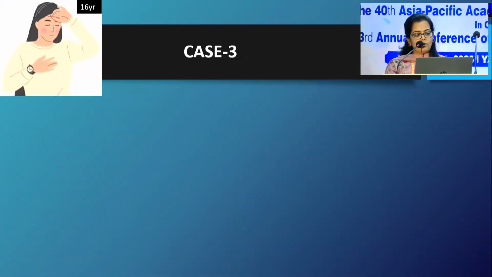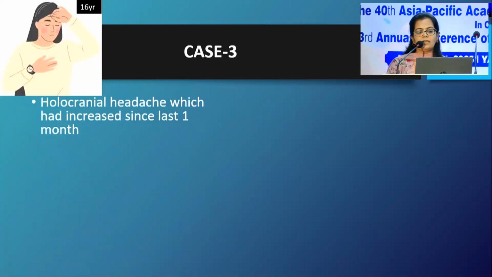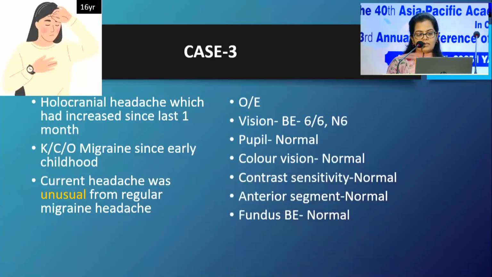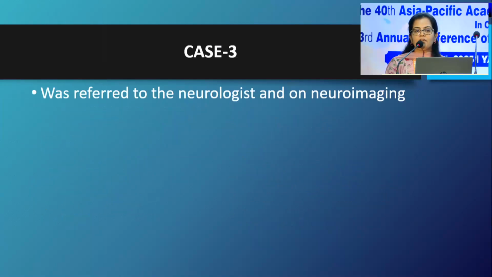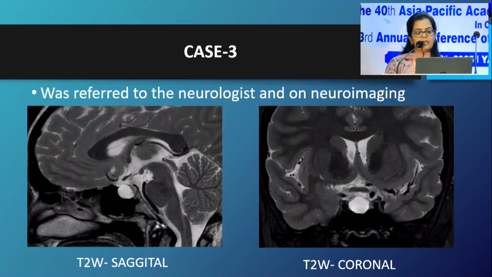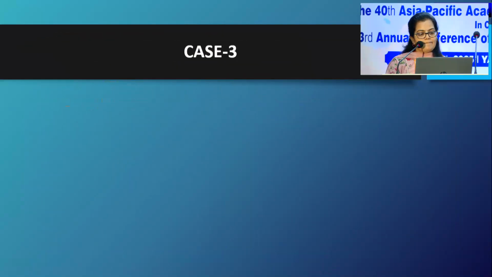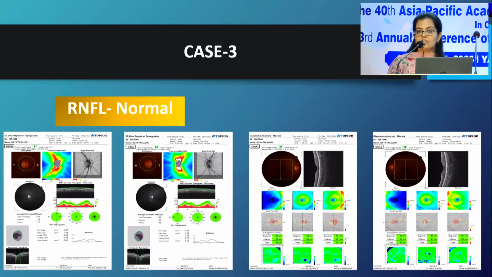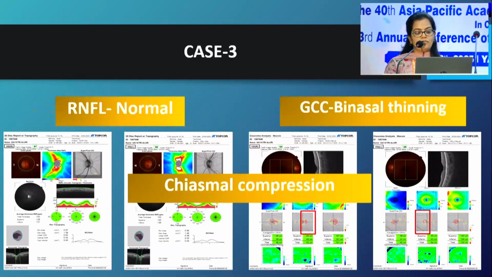This was a case of a 16-year-old female child who came with holocranial headache which had increased since the last 1 month. She was a known case of migraine since early childhood, and this visit she described that her headache was something unusual from the previous headache that she would get. The visual acuity was 6/6 and 6. Pupil, color, contrast, anterior segment and fundus were absolutely normal. She was referred to the neurologist in view of the unusual headache, and incidentally on neuroimaging was noted to have a pituitary macroadenoma. Her visual fields were normal again. The RNFL was normal here, and GCC showed early binasal thinning, again suggestive of a chiasmal compression.